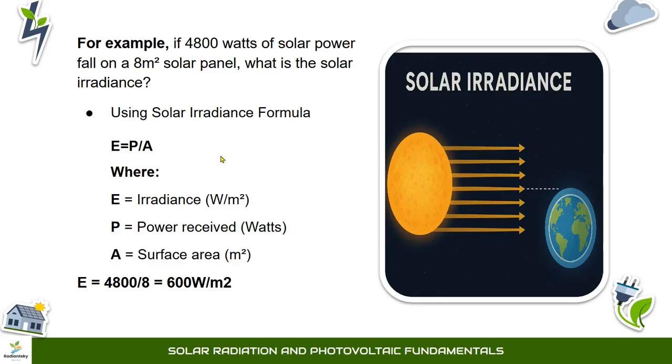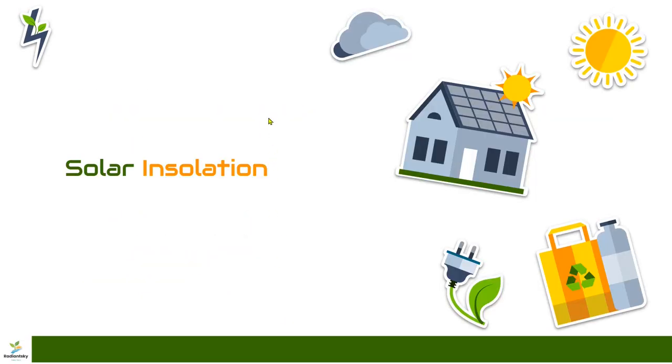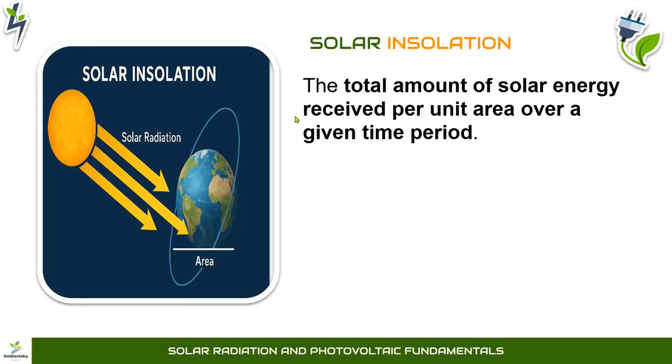You can rewatch this video to really understand this calculation, but it's very, very important when you are designing your solar system. So let's look at solar insolation. Now what is solar insolation? It's simply the total amount of solar energy received per unit area over a given period of time.